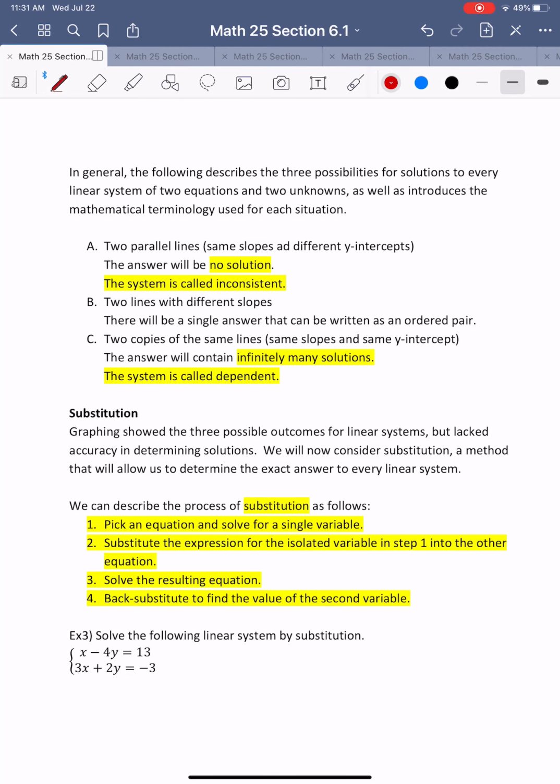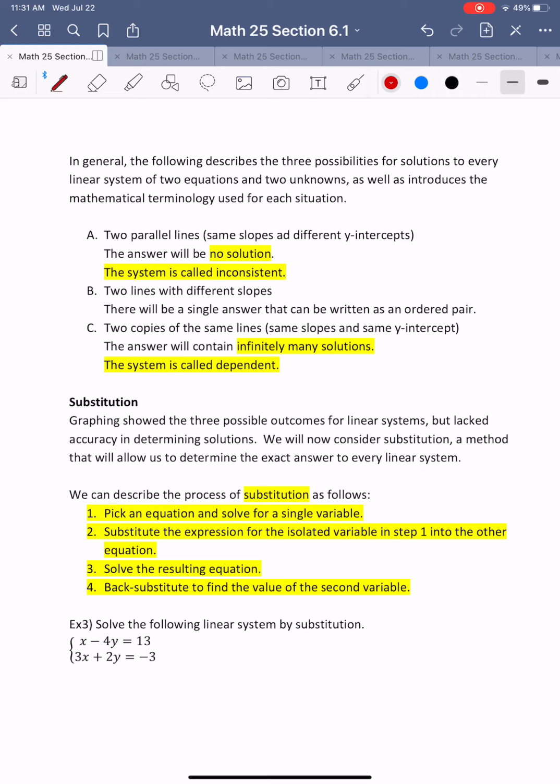So in general, the following describes the three possibilities for the solution to every linear system with two equations and two unknowns, as well as the mathematical terminology used for each situation. So A, if you have two parallel lines which have the same slope and different y-intercepts, there is always no solution, which is inconsistent. Two lines with different slopes always have a single solution, one solution, which comes as an ordered pair.